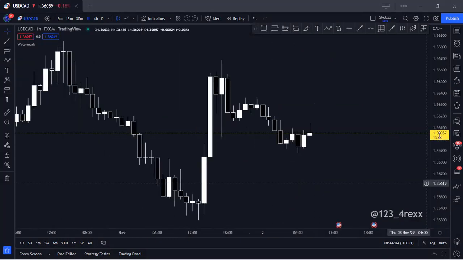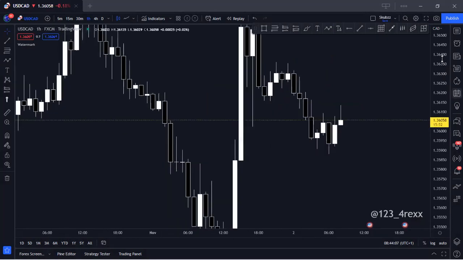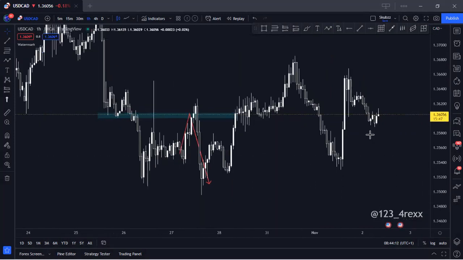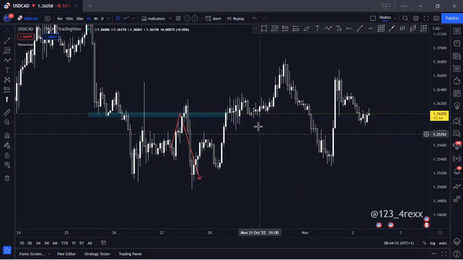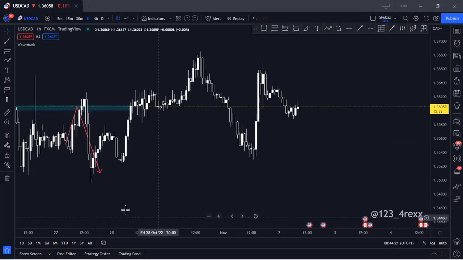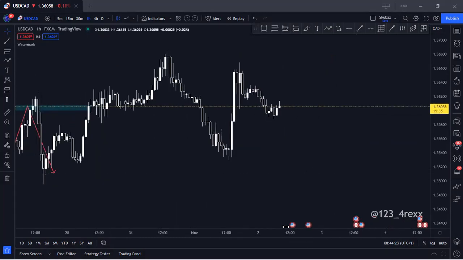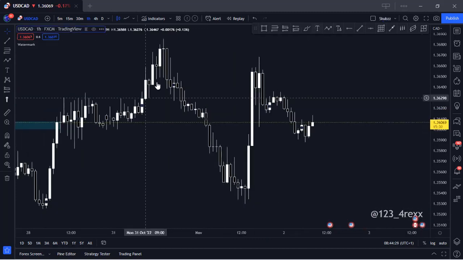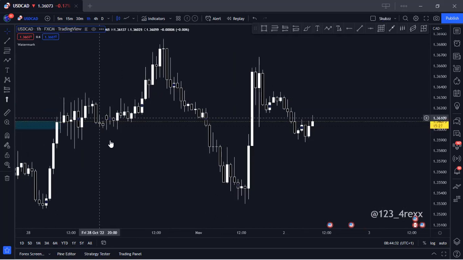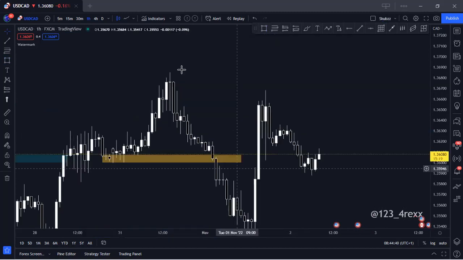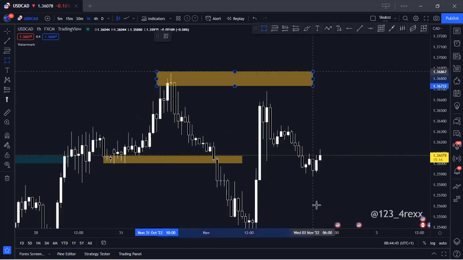Still 1H or the 15 minutes? So actually bearish on USD CAD, surprisingly. We broke these lows here. I think this was last week. We broke this low here and then we came back. We have not broken this lower high here, so we're still in the downtrend.